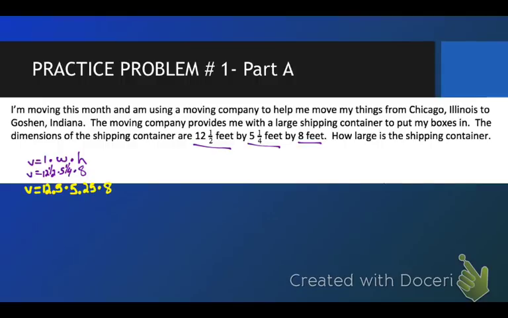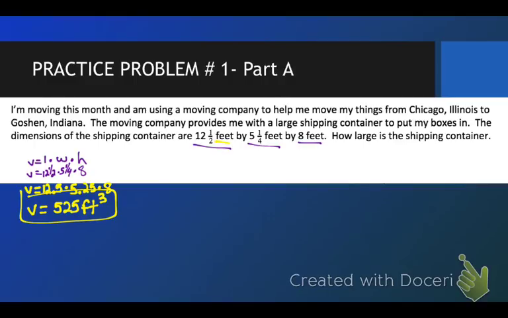Then you're going to use your calculator, and you're going to multiply those 3 things together. I'm going to do the same thing. Pause the video if you need to. And you should have gotten a volume of 525. That's what you should have gotten as your answer. Now we need to label it because it's volume. These are feet, so it's going to be feet, and because it's volume, it is cubed. So your volume of that rectangular prism is 525 feet cubed. That's how big your shipping container is. That's part A. Make sure you show your work in part A.